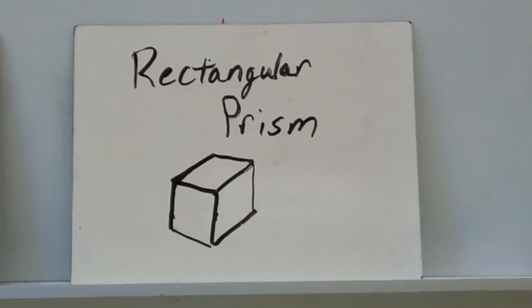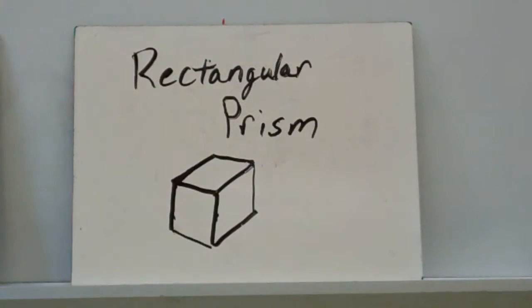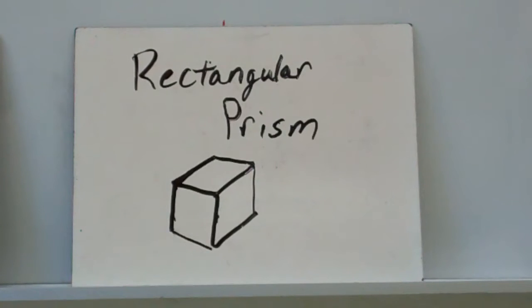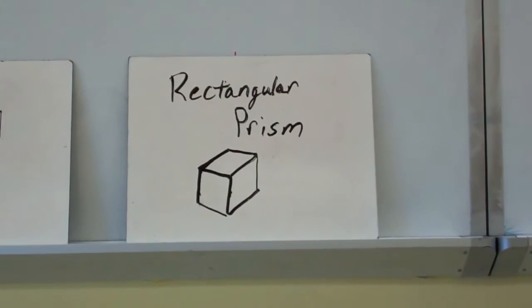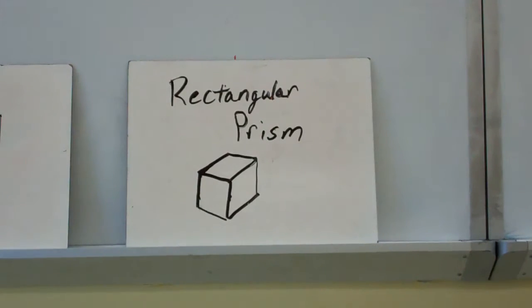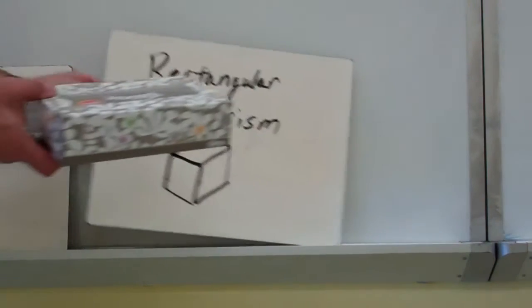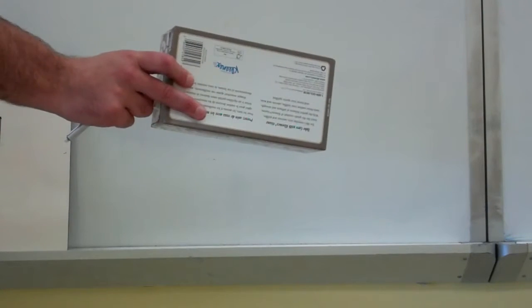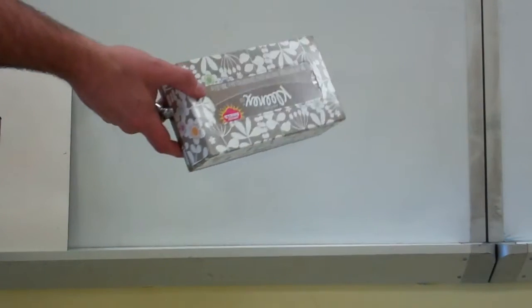Hey guys, today we're going to start our journey with three-dimensional figures, and we're going to start talking about a rectangular prism. Now, rectangular prisms can be found all over. They basically look like big boxes. For example, we have a tissue box here. Rectangular prism.